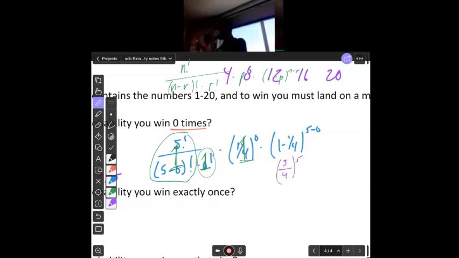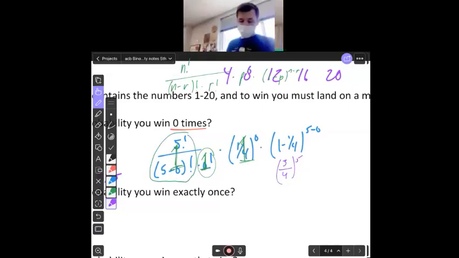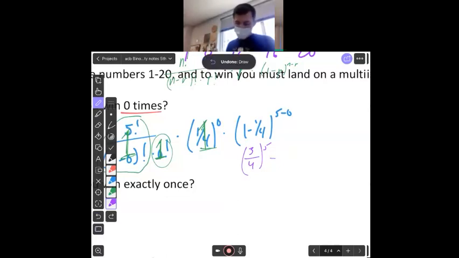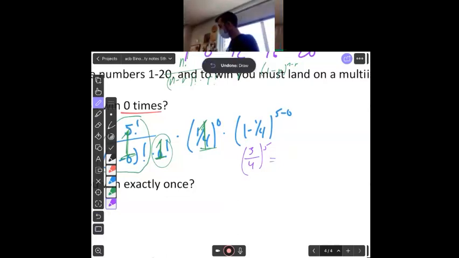Again, I'm asking you guys to keep 3 decimal places, turn that into a percent, like 1/10 of a percent. So 19.2% or whatever. So what's that give us? 3/4 to the 5th. Keep 3 places because then we'll turn that into a percentage with a 10th.